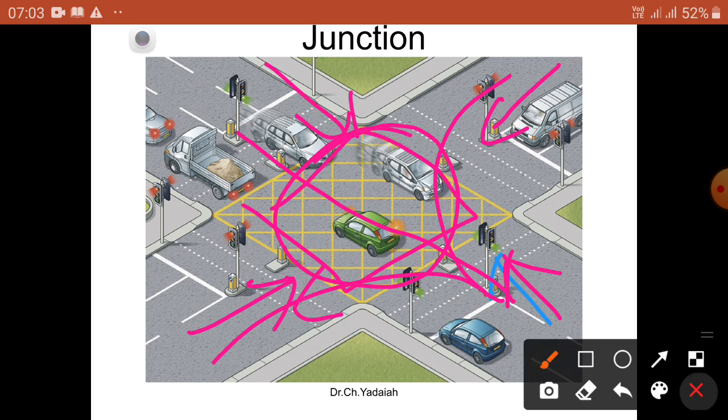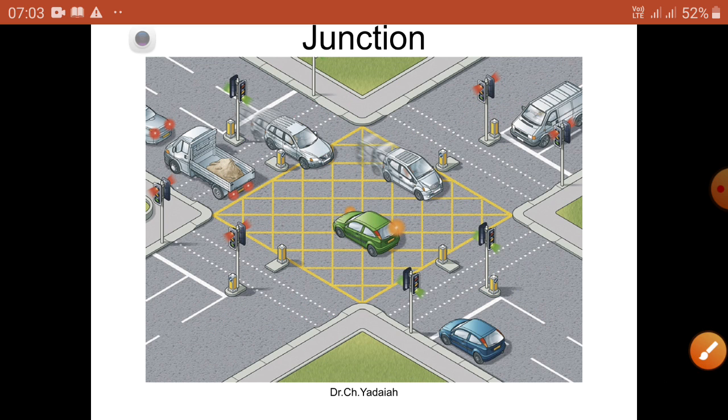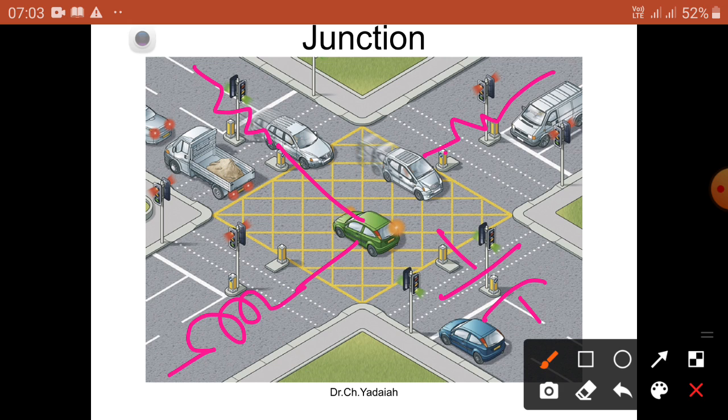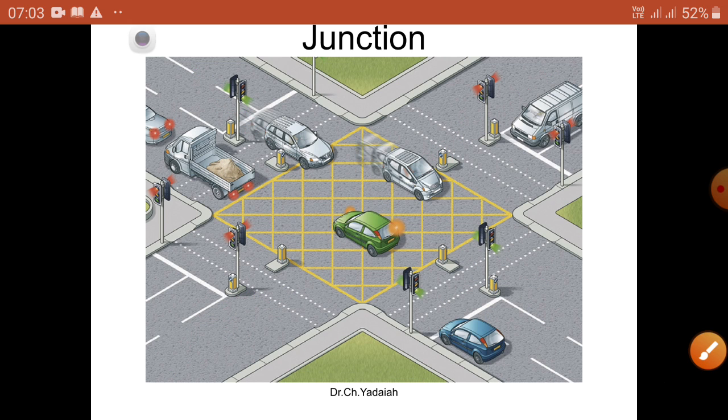Similarly, in electrical engineering there is a junction or node where, instead of connecting vehicles, we are connecting some resistance, some inductance, some capacitance and also some inductance. All are connected at one place, the common place. This is known as the junction. I think you have understood it.